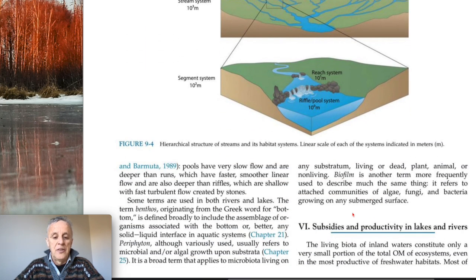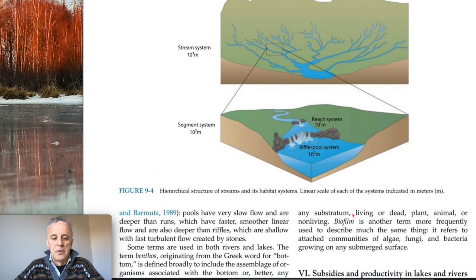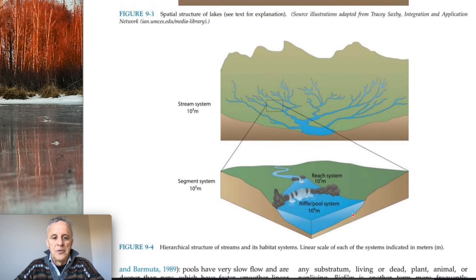Pools have very slow flow and are deeper than runs, which have faster, smoother linear flow, and are also deeper than riffles, which are shallow with fast turbulent flow created by stones. So let's look at these two figures here.